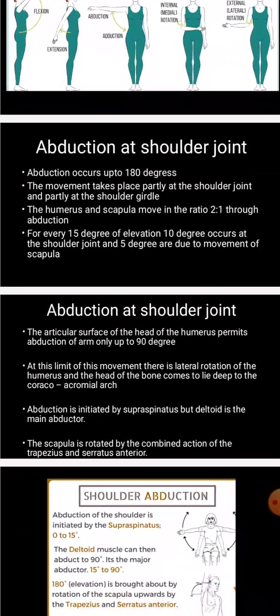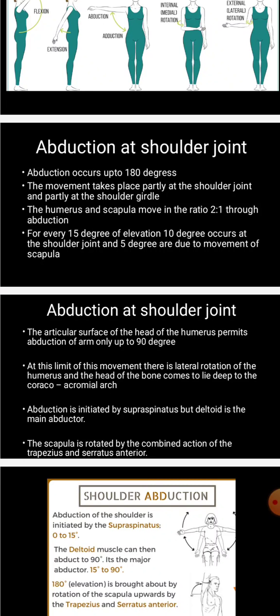Now the articular surface of the head of the humerus, which is fitted against the glenoid cavity, allows abduction only up to 90 degrees. Please remember this point very carefully. From 0 to 15 degrees, the supraspinatus helps during abduction. From 15 to 90 degrees, the deltoid causes the abduction. Since the humerus articulates with the glenoid cavity, it permits abduction up to 90 degrees only.